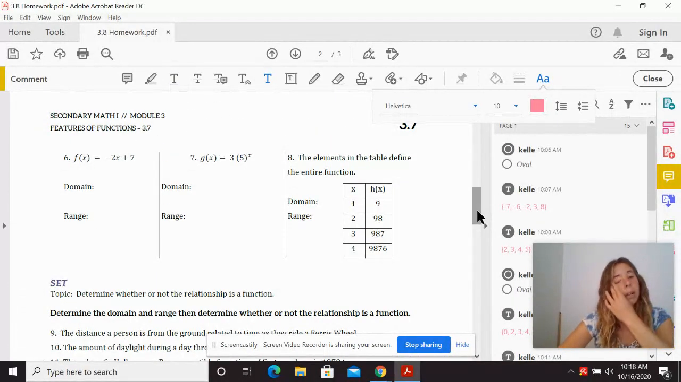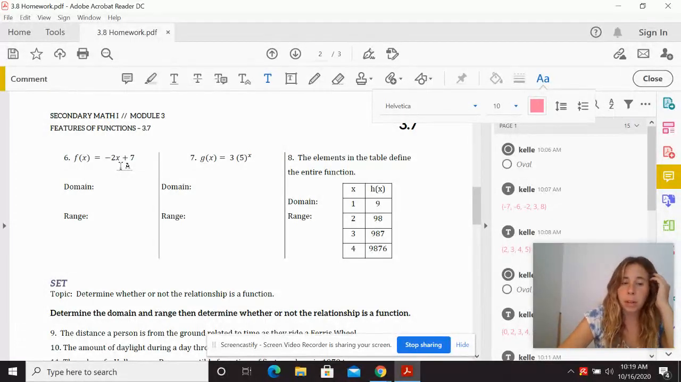Okay, domain and range of this guy. -2x plus 7. Okay, there are no limits on this graph. This is a slope-intercept form equation. The slope is -2. The y-intercept is 7. I can substitute anything in and figure out the y value. I could substitute 5 in for x. -2 times 5 is -10 plus 7 is -3.